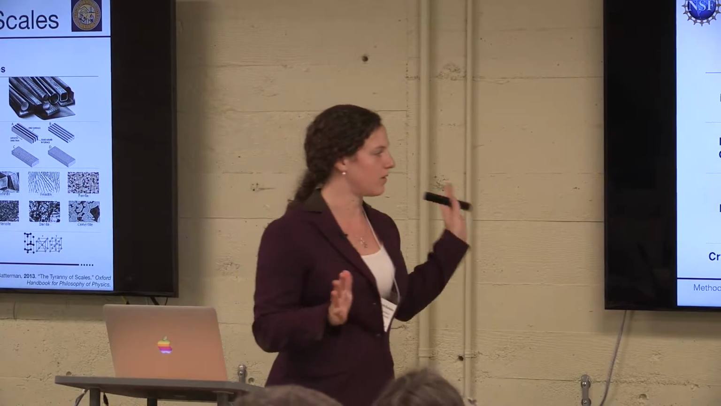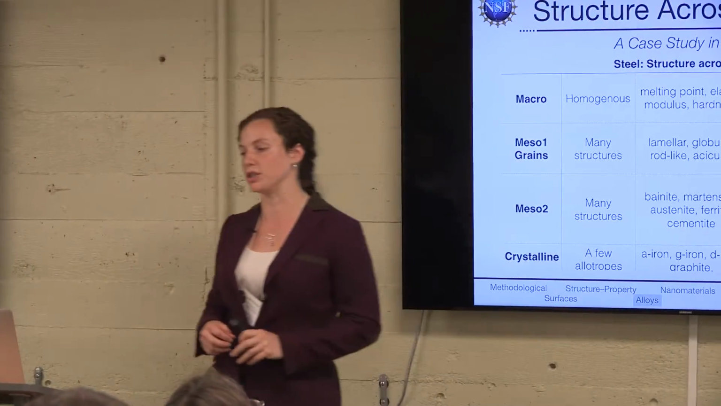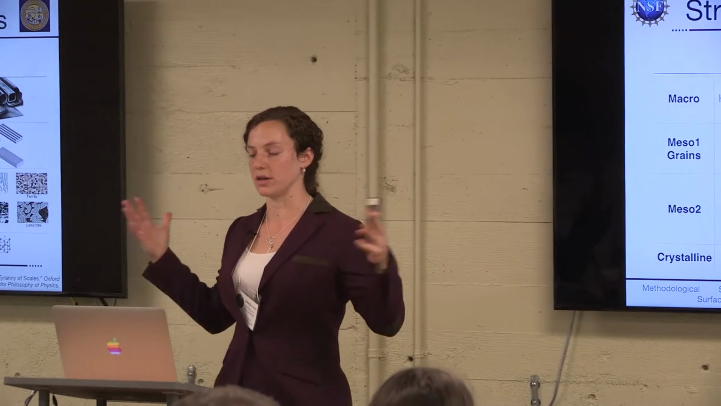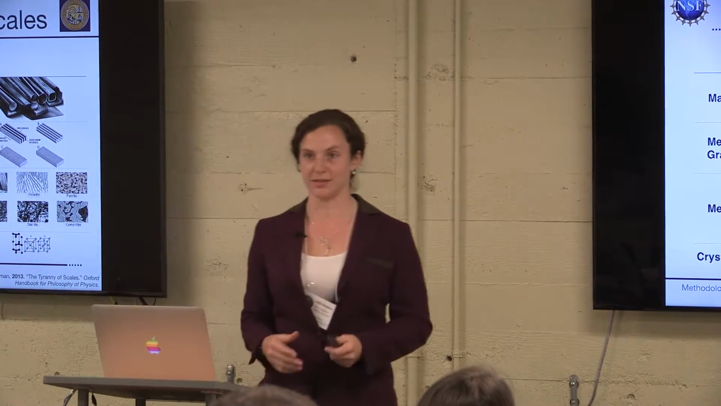And so we have graphite as an allotrope, right? So at the crystalline level, we have a couple structures. We have more structures in our intermediate levels. They zoom up and become relatively homogeneous.